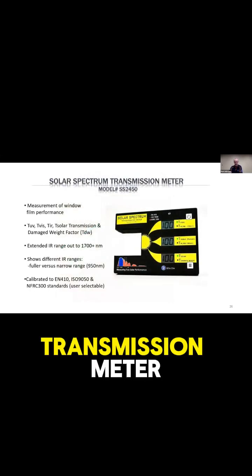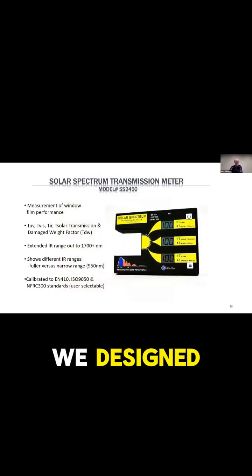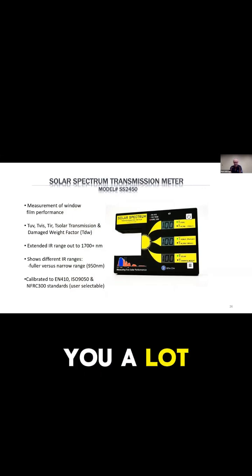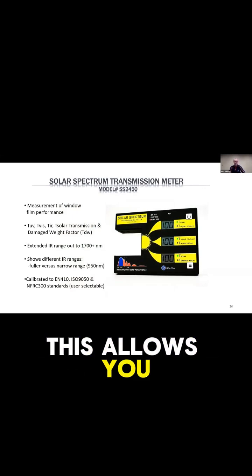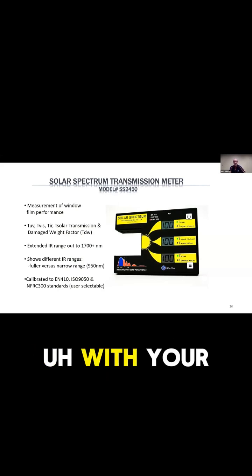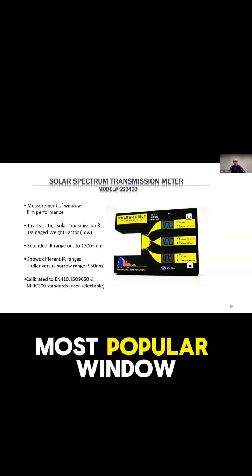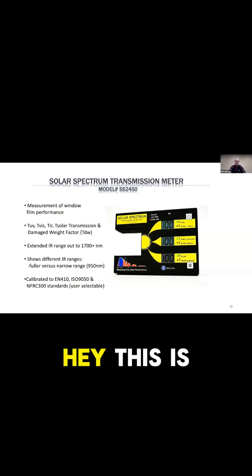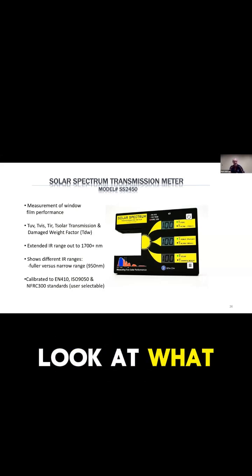Our solar spectrum transmission meter, this one we designed specifically for window film. It's going to give you a lot of information. So this allows you to basically put film samples. Maybe you have your glass samples with your most popular window films applied. Maybe you have some competing samples to show, hey, this is what they claim. Let's take a look at what it really is.